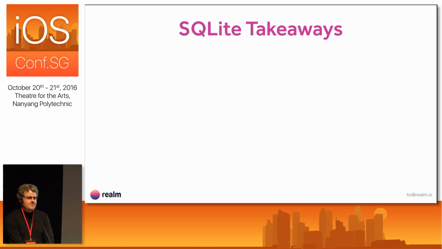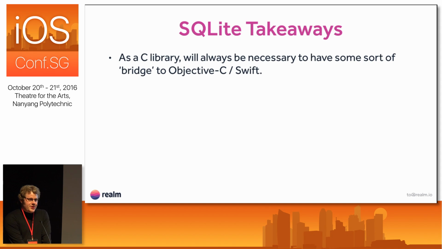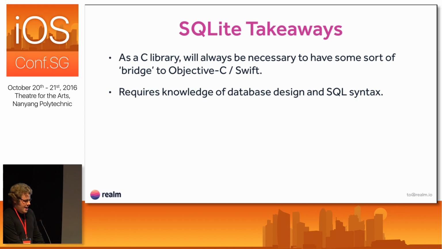So I had a few takeaways from SQLite from that experience. Because SQLite is a C library, there's always this kind of necessity to have some kind of bridging code that will make the experience of using a C library in Objective-C or Swift nice. You can write that yourself. There's a ton on GitHub as well. But again, it's not a native experience. There's always some kind of intervention you need.